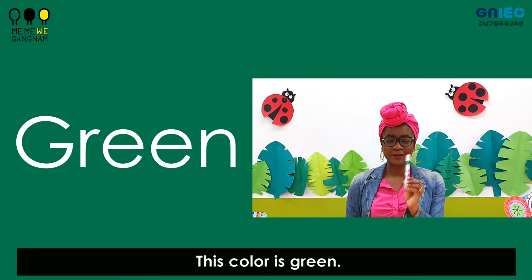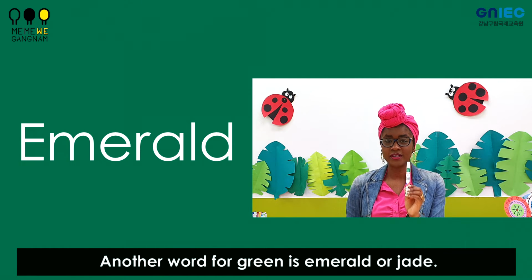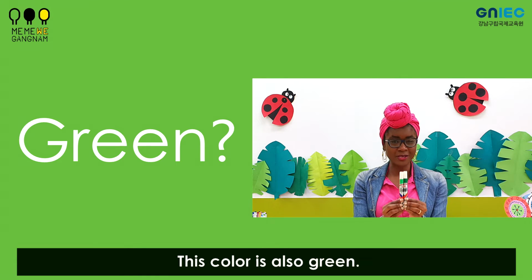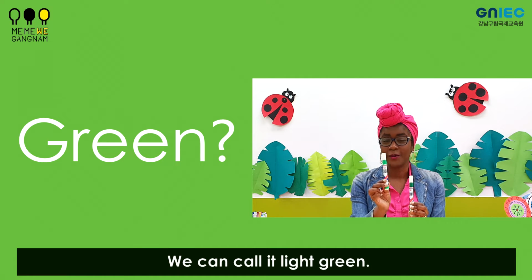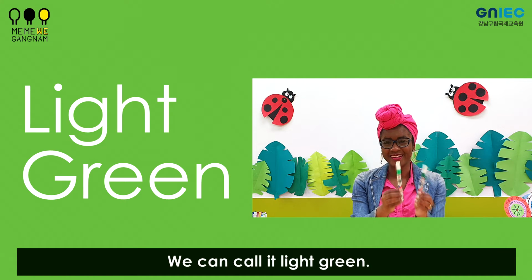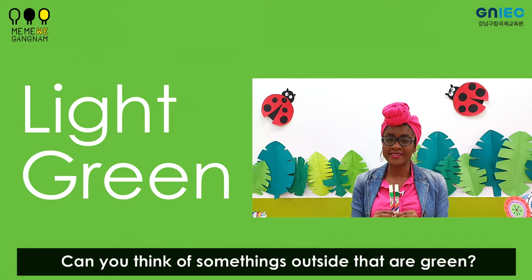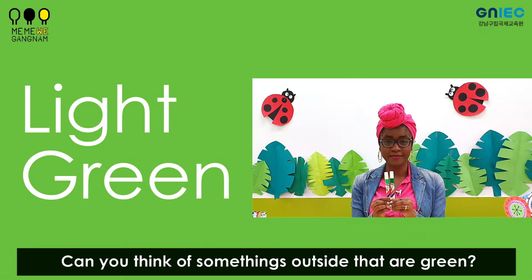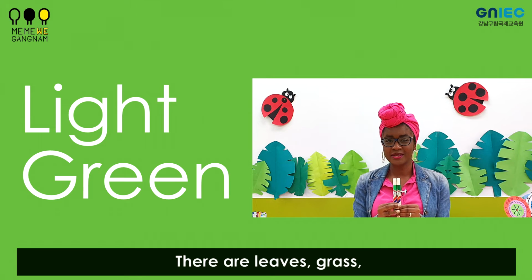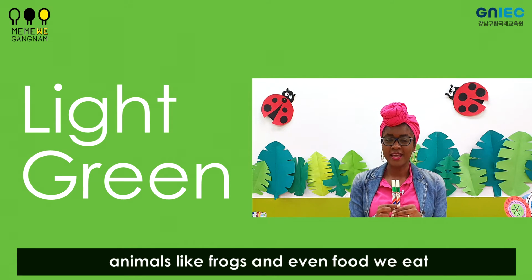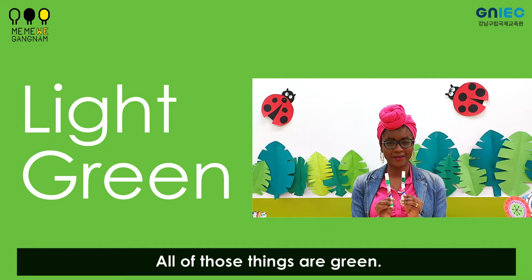So these 2 colors are blue. This color is green. Another word for green is emerald or jade. This color is also green. Do you remember what we can call this kind of green? We can call it light green. Both colors are green. Can you think of some things outside that are green? There are leaves, grass, animals like frogs, and even food we eat like cabbage. All of those things are green.